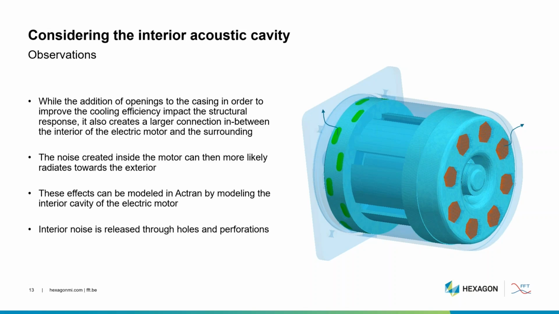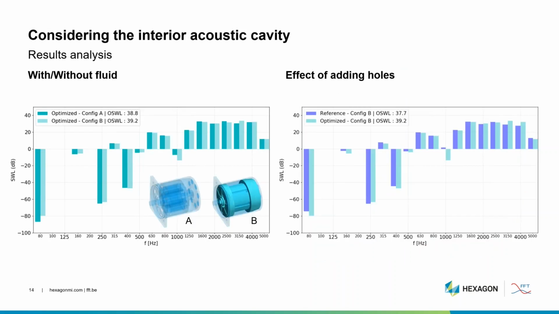And in Actran, you can actually easily model this interior cavity, as well as, for instance, the perforation that you have on the casing, by simply adding an acoustic volume representing the interior cavity and coupling it with the model that we previously built.